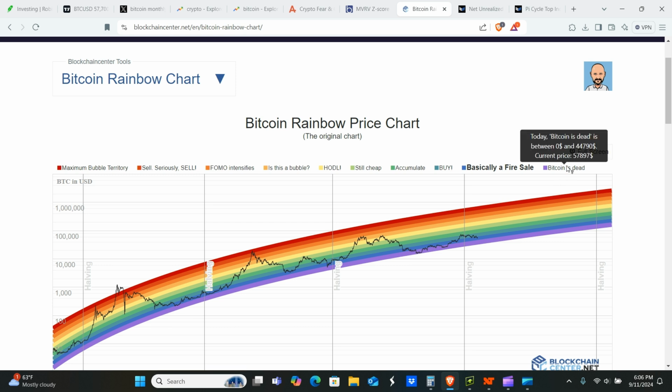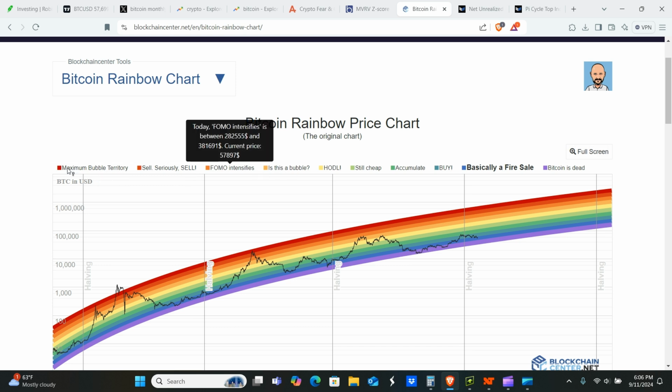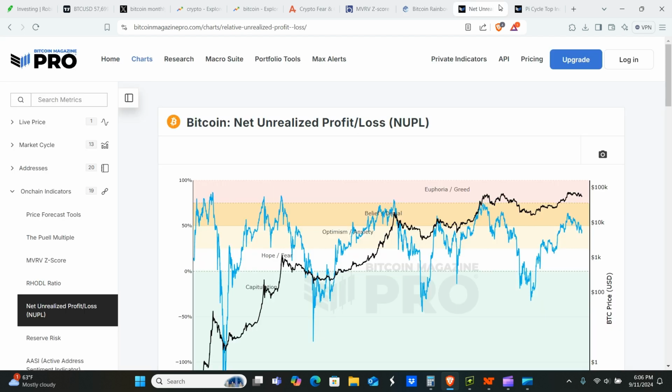But the point I want to make here is that usually when it says Bitcoin is dead, that's the best time to buy. And when it says maximum bubble territory or as close to this end of the spectrum as possible, that's usually the best time to sell. NUPL, again, we're not super cheap, not super expensive. We have had a little bit of cooling off here, so I would say I'm more neutral on this chart. Once again, I think Bitcoin is just kind of consolidating and slowly bleeding out to shake out the weak hands, pull out liquidity before eventually at the right time pumping to the moon.